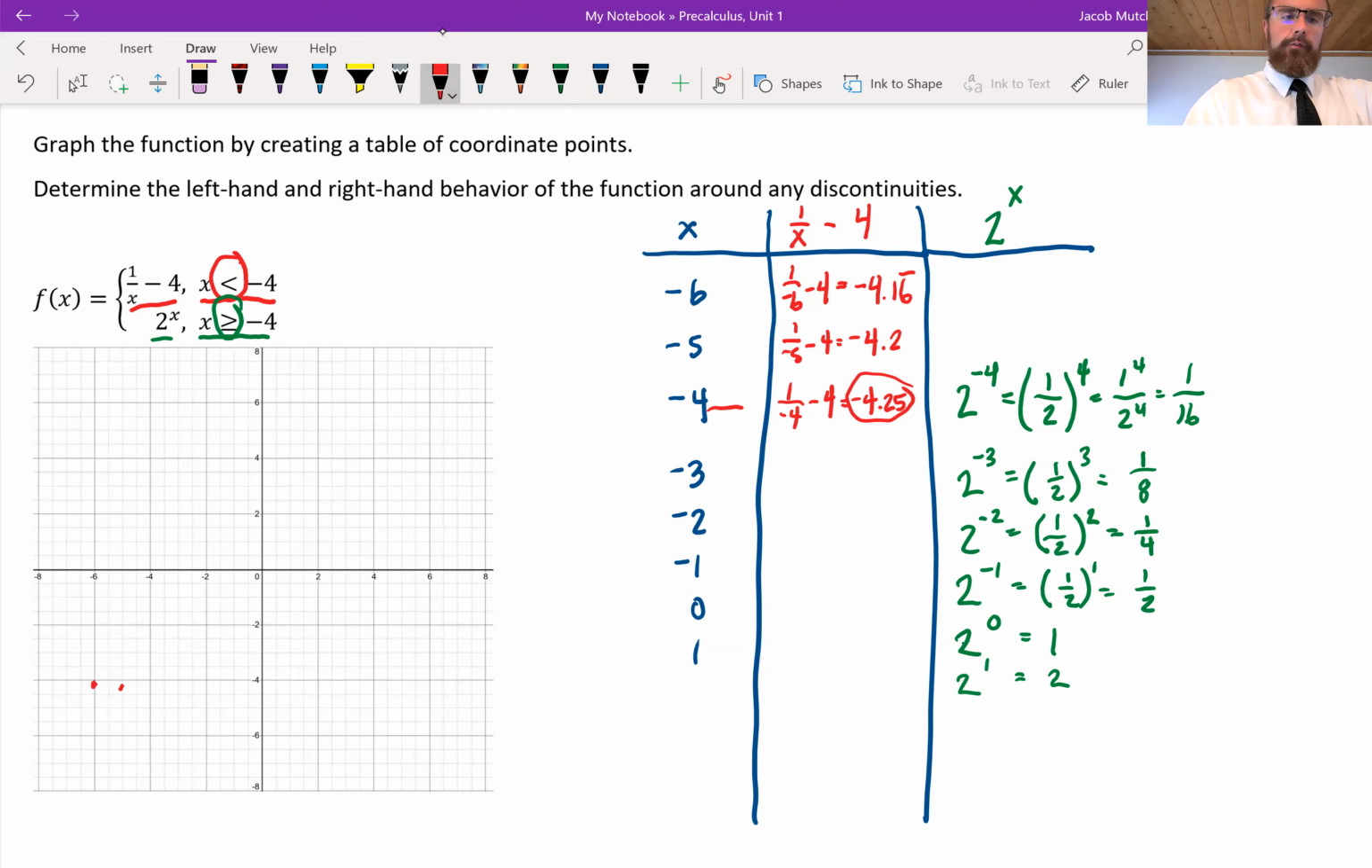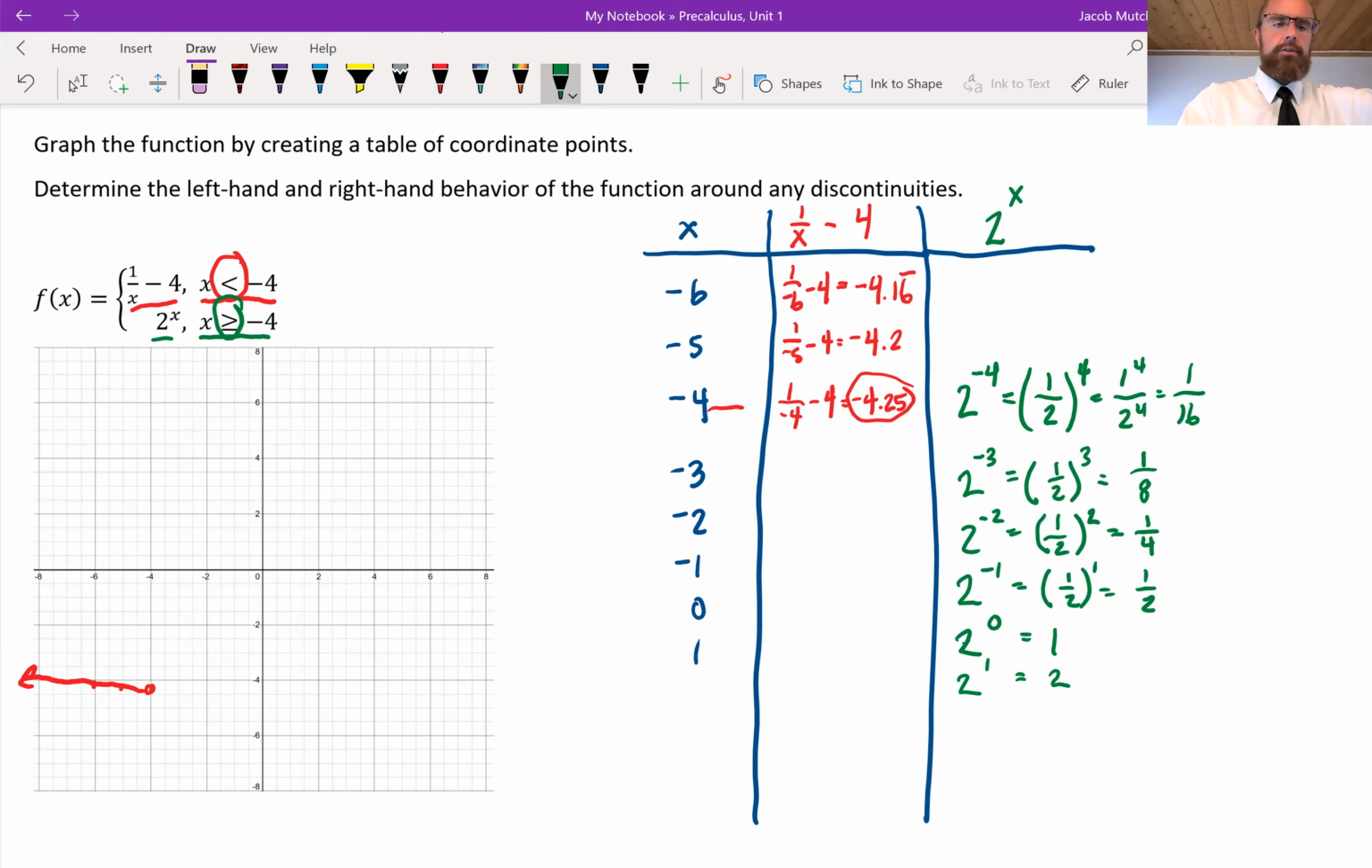And then at negative 4, I'm going to put an open circle here. That's negative 4.25. Again, it's not part of this graph, so as I sketch in this left-hand side, I see that it's kind of an asymptote there at negative 4. It terminates right at this open circle at negative 4, comma negative 4.25. That's where the other function picks up.